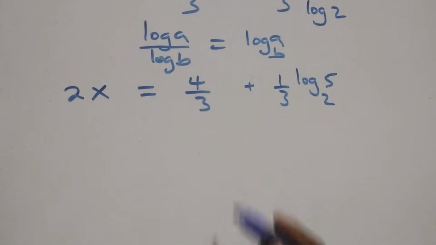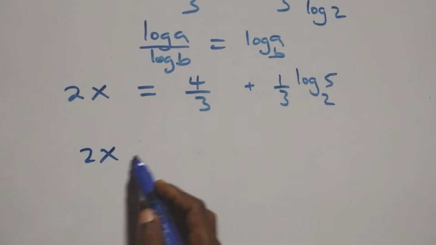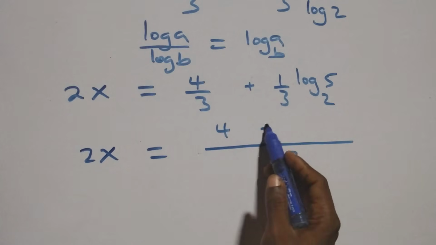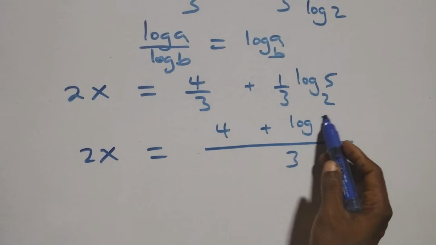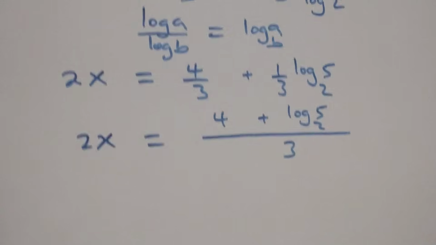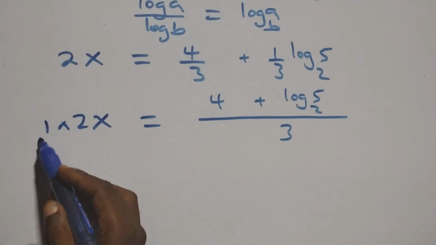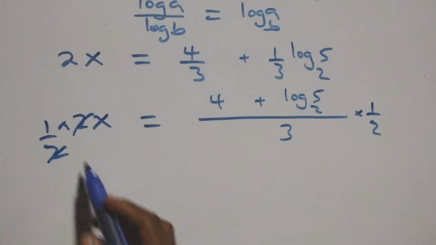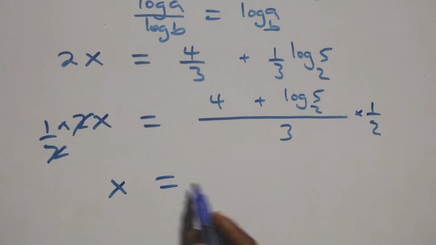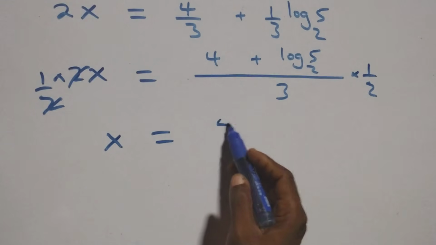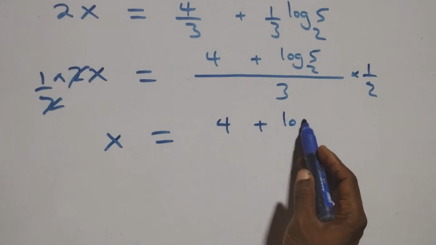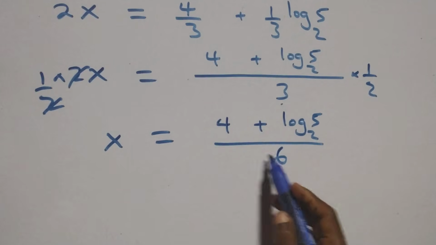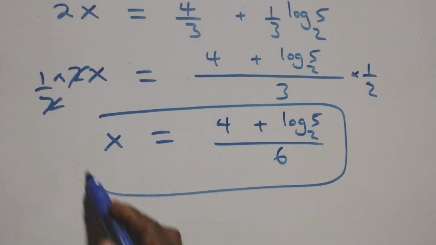Then we bring this together as one fraction. We have 2x equals, the LCM here is 3, 4 plus log 5 base 2 over 3. Then multiply both sides by 1 over 2. Here the 2 cancels, and we have x equals 4 plus log 5 base 2 over 3 times 2, that's 6. That is the value of x in this problem.